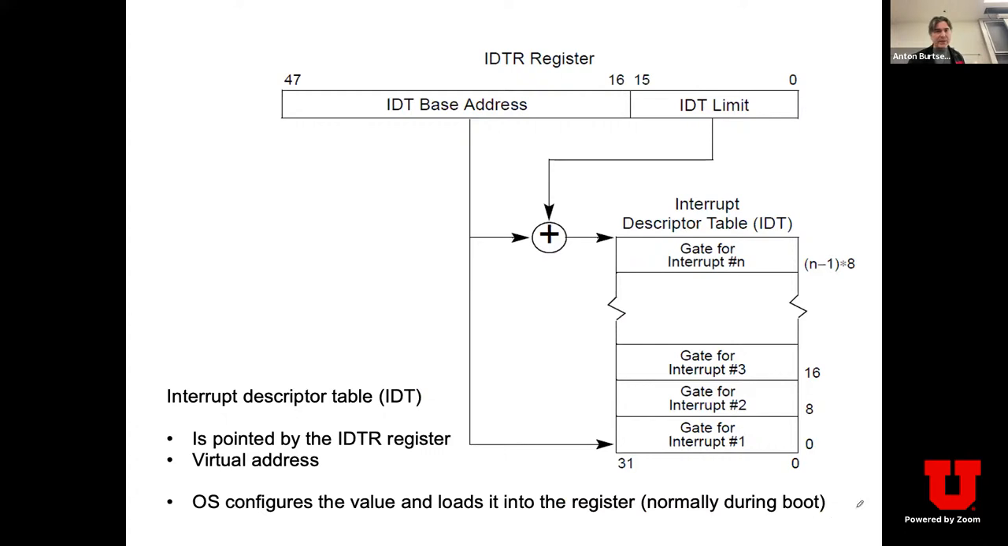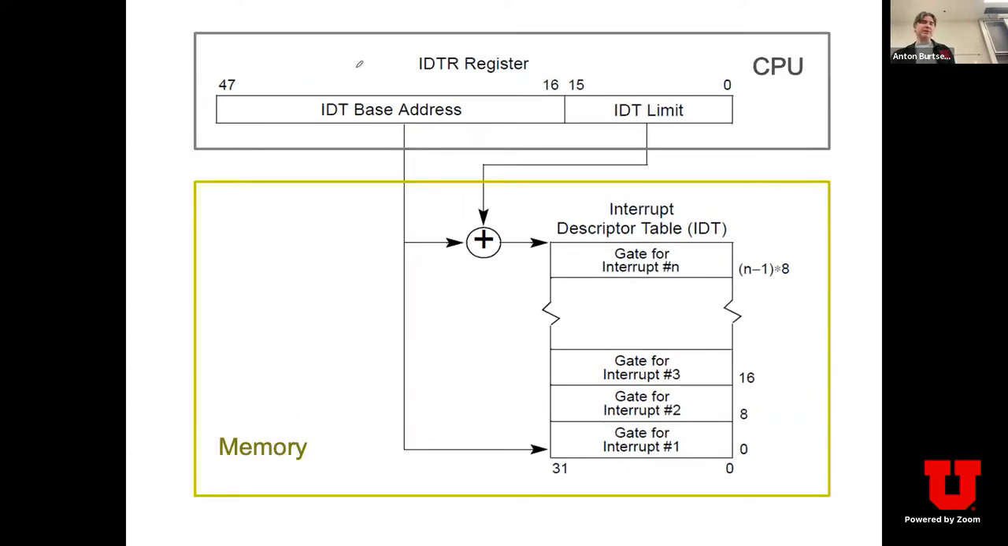So just to make sure that we understand what this interrupt descriptor table is about. There is a hardware register which contains the base and the size of the interrupt descriptor table. The max is 256. Just don't forget this. The register is on the CPU. The interrupt descriptor table is in memory, right? Because it's configured by the operating system. And it has essentially entries, right? So one entry per interrupt number.